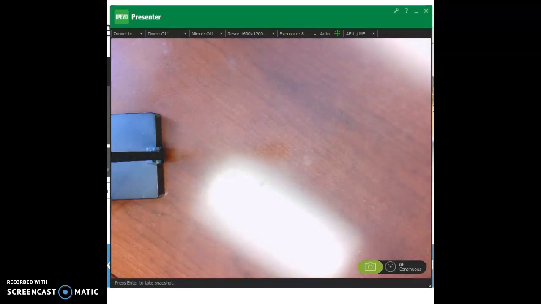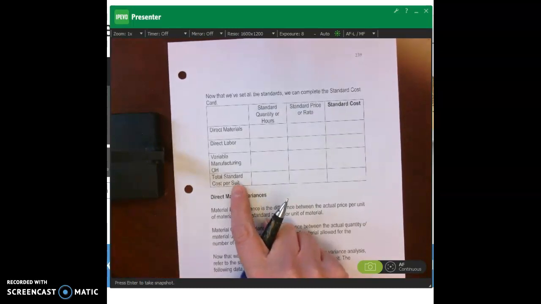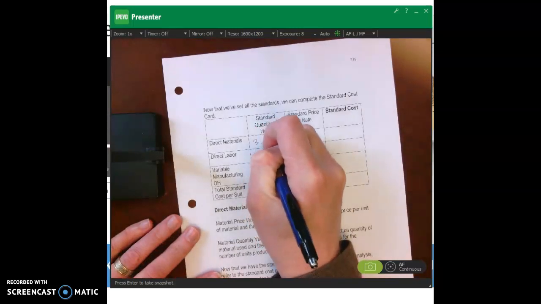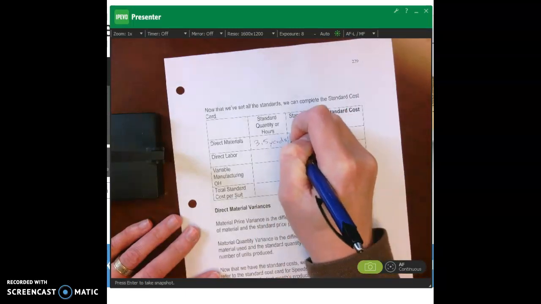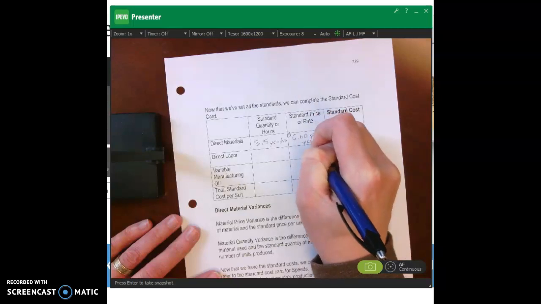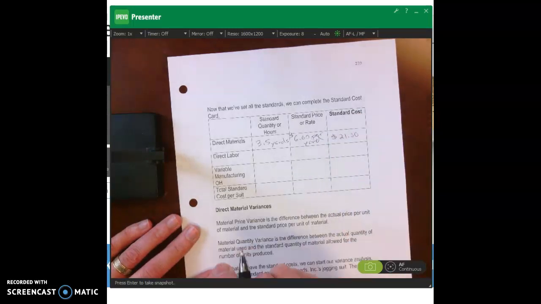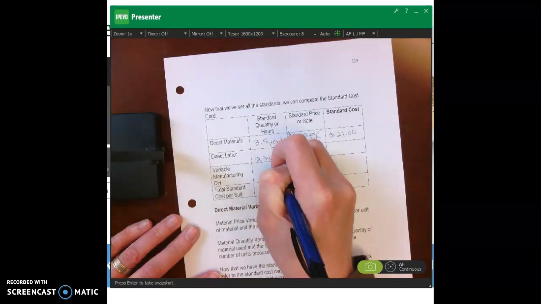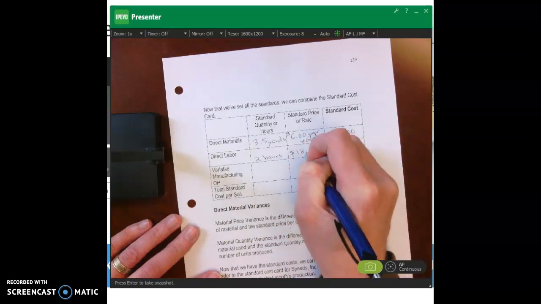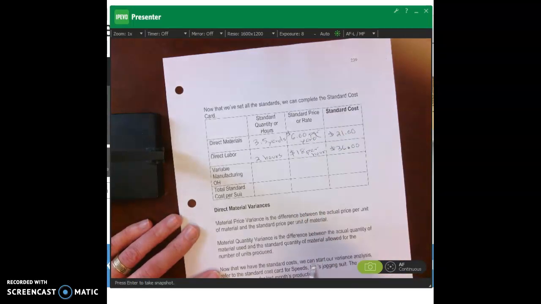Continuing on, what we can do now is we can complete a standard cost card. This will help us decide what the total standard cost is per suit. So we can look back, if we recall, each suit required 3.5 yards, and it was $6 per yard. So the 3.5 times the $6 gives us our $21 of materials cost per suit. Then we have our labor, 2 hours, $18 per hour. $36 of labor per suit.